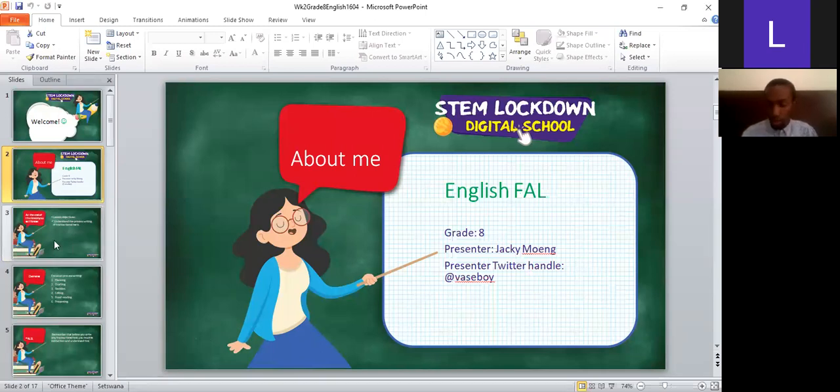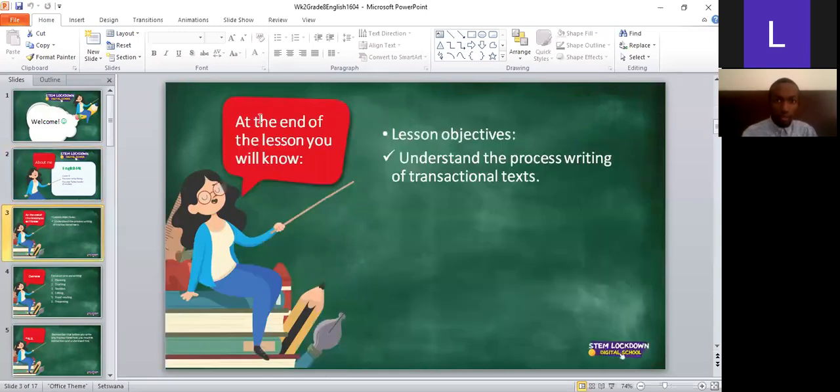Okay, let's go to the next slide. Today's lesson is about transactional text. So we are going to learn about the process writing of transactional text. Process writing is the steps that we should follow when we are writing different transactional texts. There are different transactional texts. I'm going to ask you about that a bit later in the lesson.